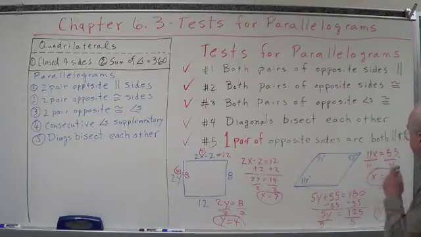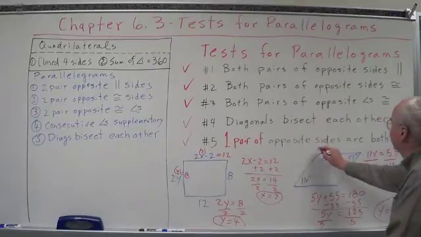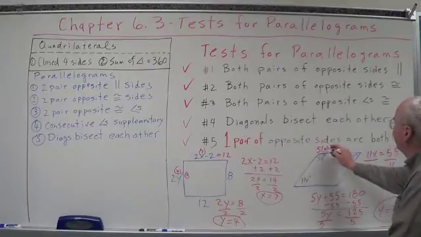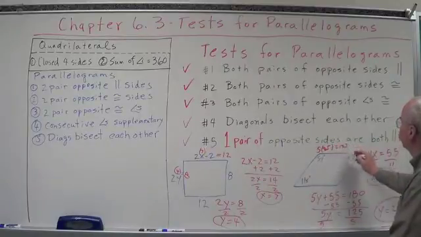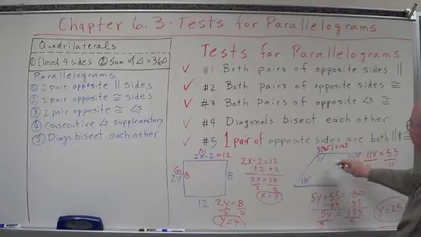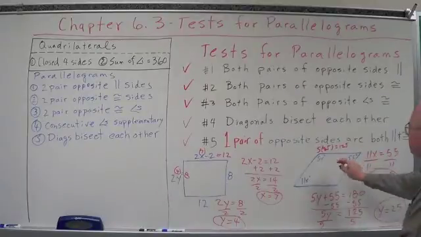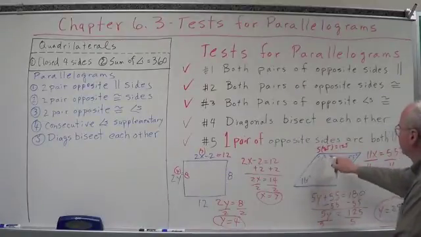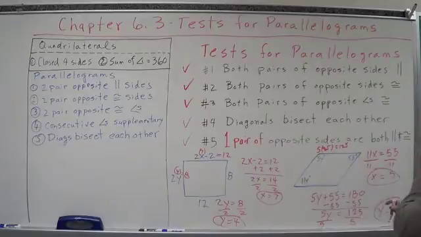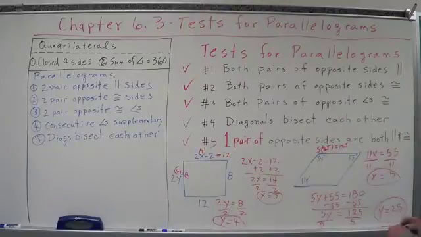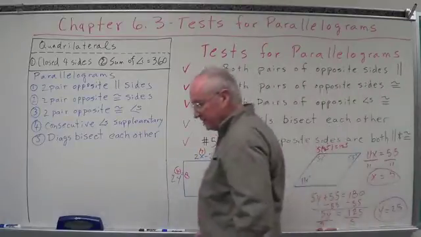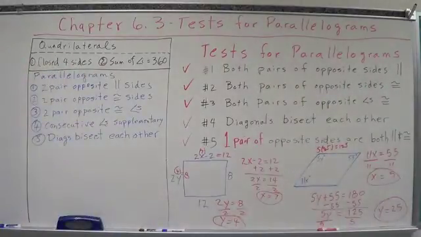Plug it back in. 5 times 25 equals 125, plus 55 equals 180. Okay? So therefore, we've come up with a value for x and a value for y that would allow this to be a parallelogram. Okay? Got a couple more we want to do before we get finished with this.